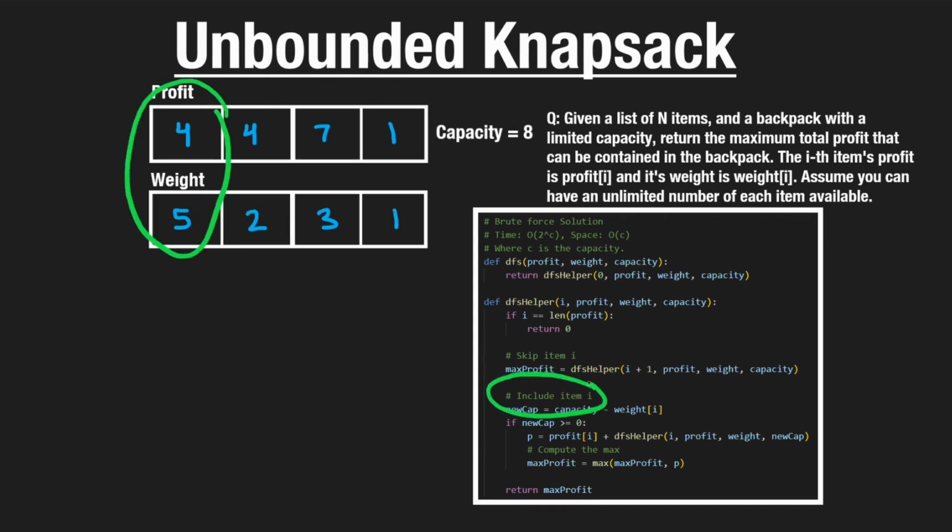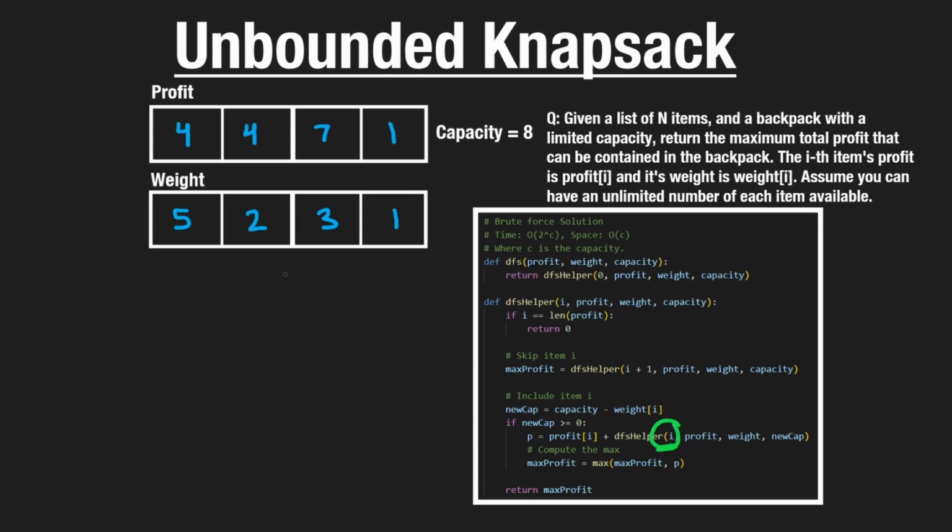And this is where we change things only slightly though. We calculate the new capacity if we took the weight of this item. We want to make sure that we have enough capacity to even store this item in the first place. If we do, meaning our remaining capacity is greater than or equal to 0, then we're going to include this item. We're going to take the profit of this item, add it with a recursive call to basically the exact same thing. This is the difference.